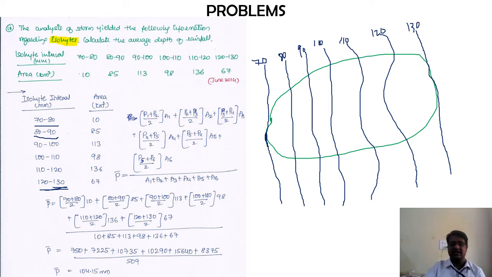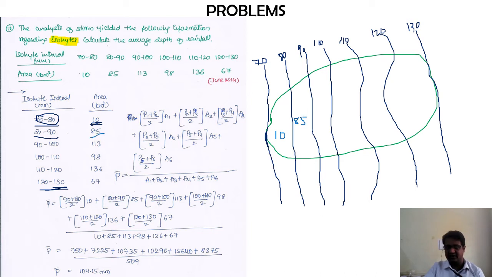Now similarly, in between this 70 and 80 iso height, we have the area covered as how much? 10 kilometers squared. So what does that indicate? It indicates that the area between the contour 70 mm and 80 mm, sorry, the iso height 70 and 80 mm, is basically nothing but 10 kilometers squared. So that is what is being given over here. Now similarly, for 80 to 90 it is 85 kilometers squared.